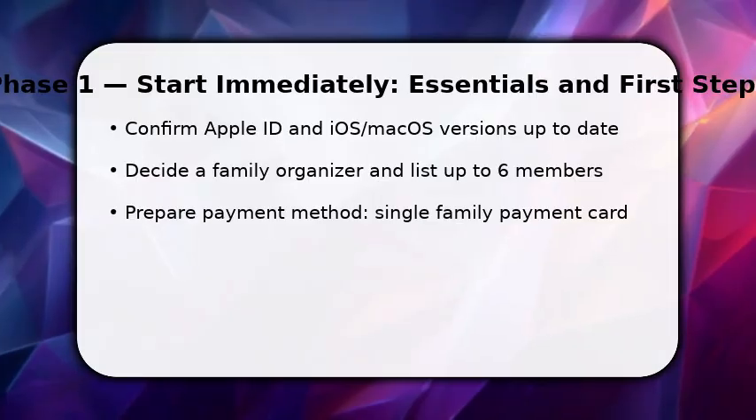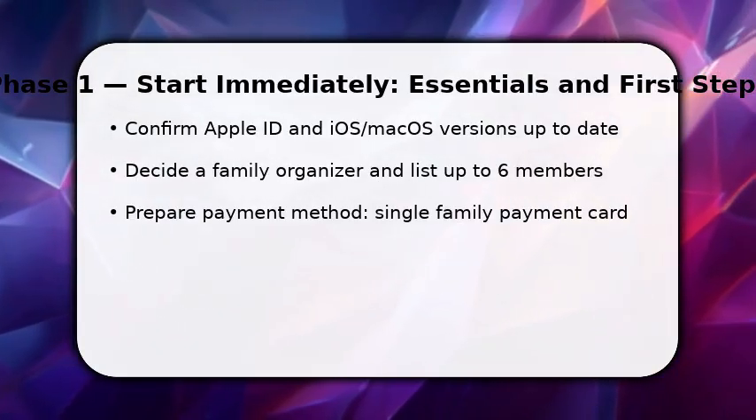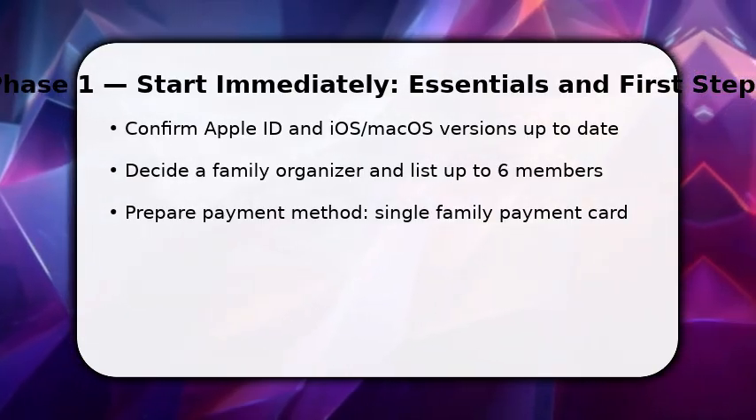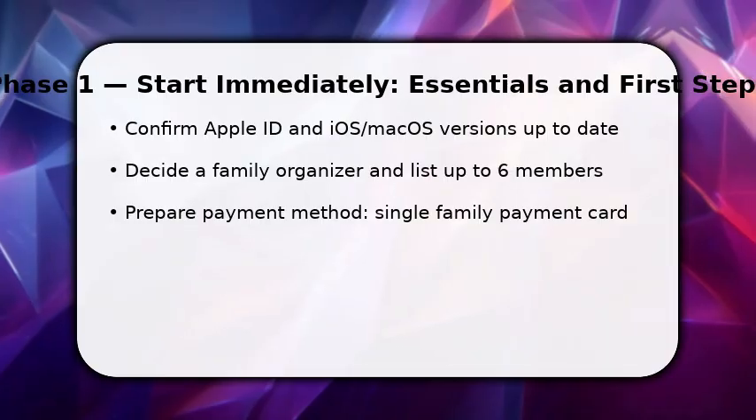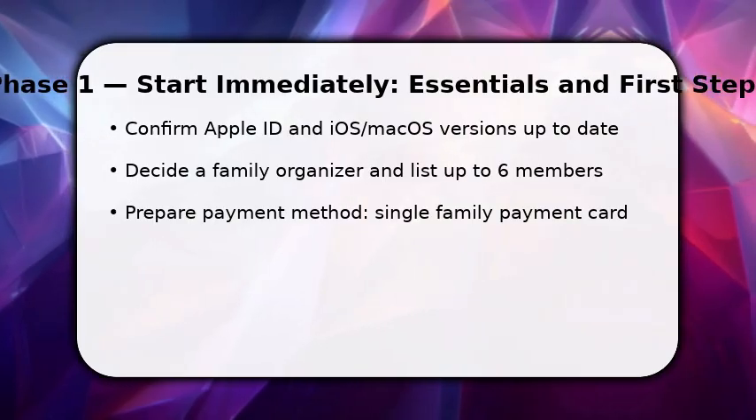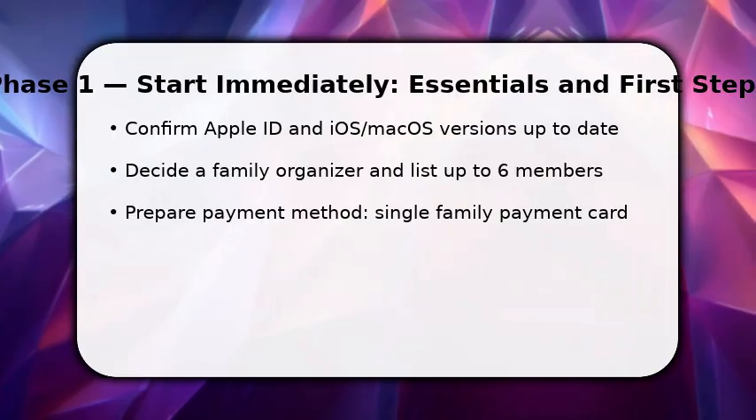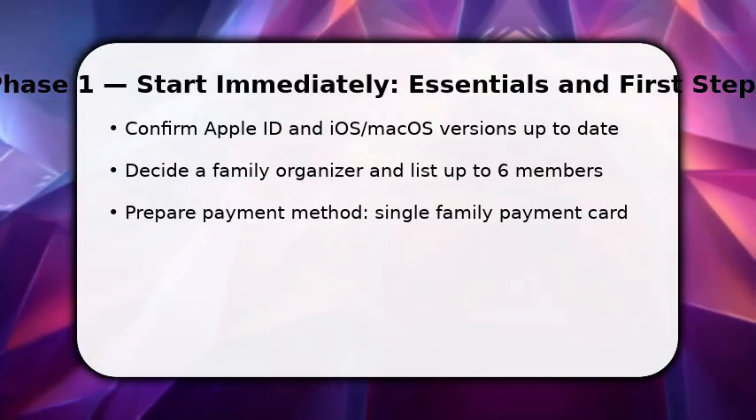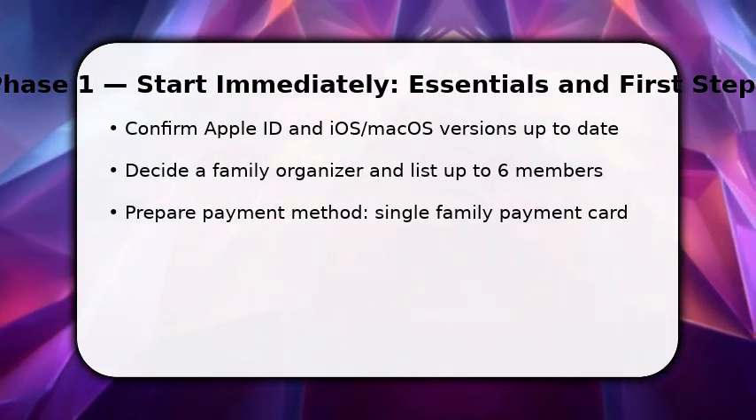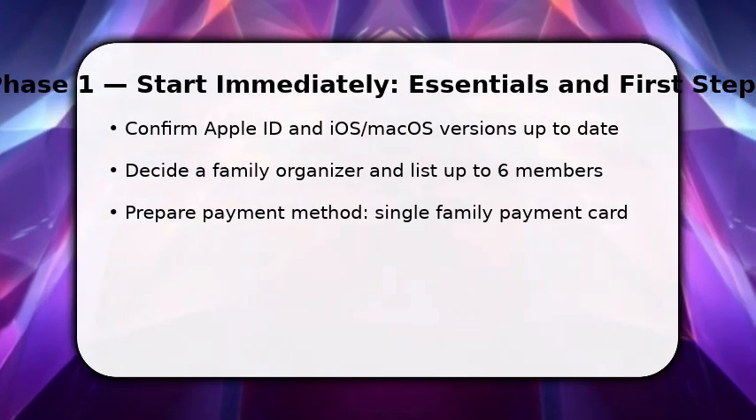You start by opening Settings on iPhone or System Settings on Mac and signing in with your Apple ID. You must be the family organizer. Set that role now. Enable family sharing and choose which features to share: purchases, iCloud Plus, location, and subscriptions. Once done, add family members by sending an invite via messages or entering their Apple ID. The invite must be accepted. This first step centralizes billing and device sharing, so everyone gains access immediately.